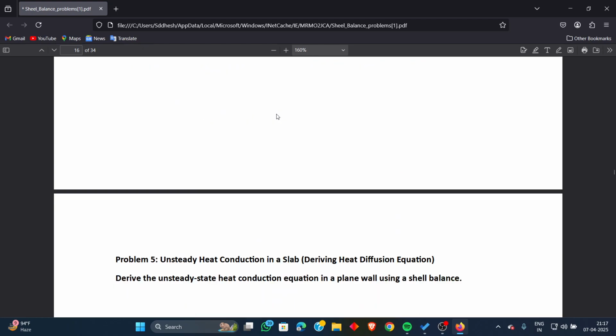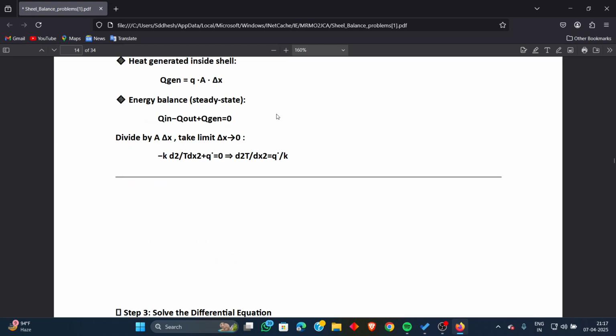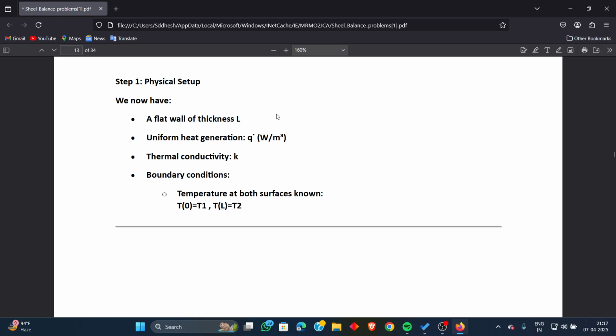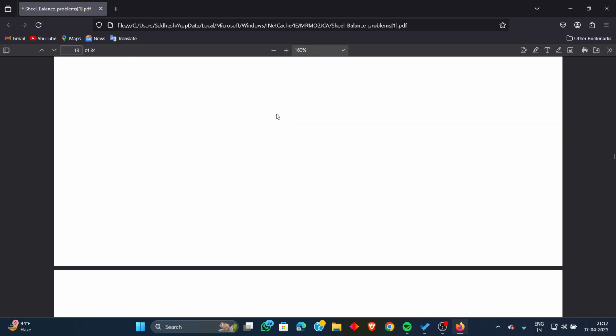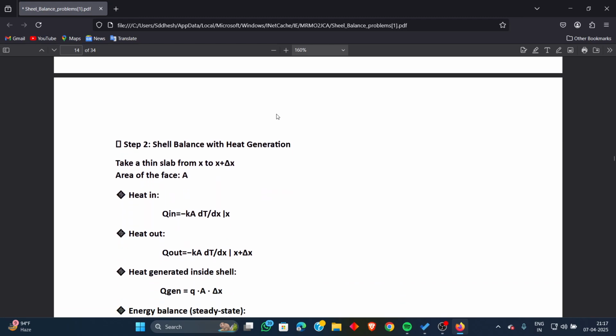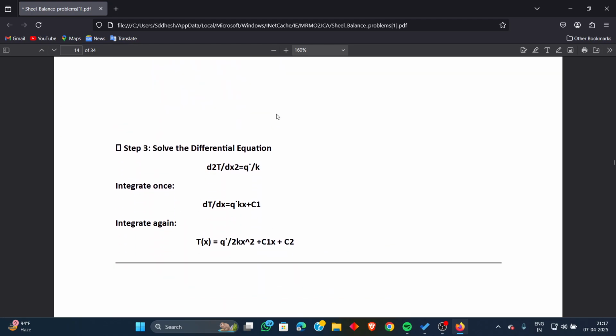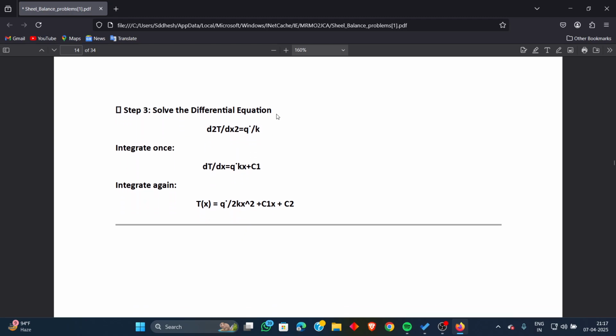But the last step remains after solving the 6 steps. We'll once go through all the steps. Physical setup, that is what we have got after understanding and summarizing the question in some points. After that, next is step 2, shell balance with the heat generation. Step 3, solving the differential equation. We get two integrations, and after two integrations we get this equation here.